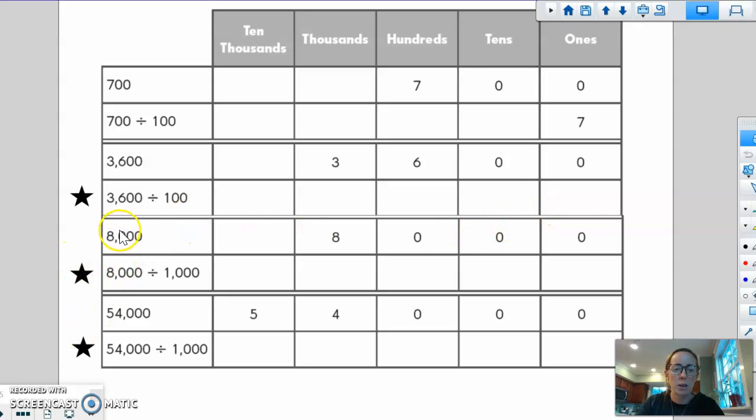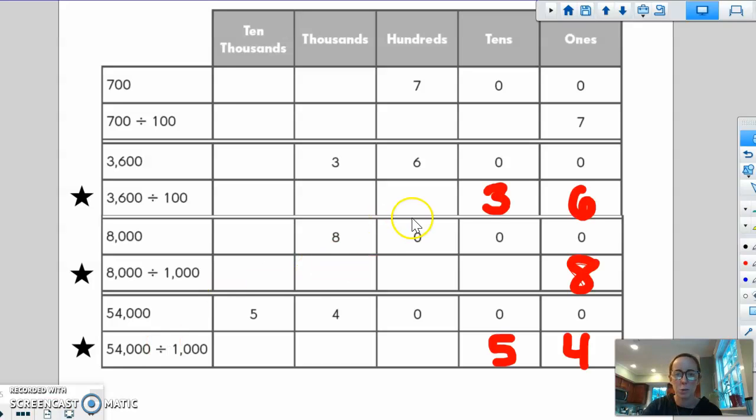Numbers 2 and 3, so I have 8,000. You want to think, what would your answer be if you divide 8,000 by 1,000? And then the last one, 54,000 divided by 1,000. You're going to pause the video now and record those 3 answers.